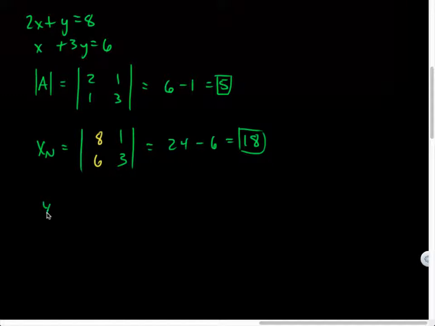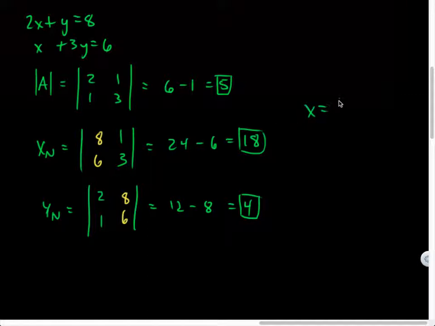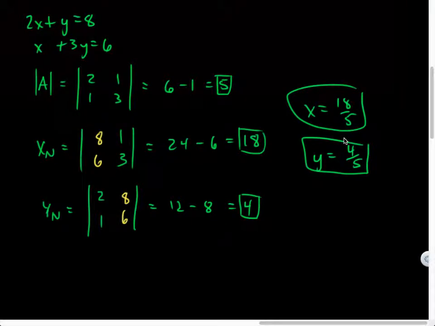I'm just trying to, this is the part that we already know how to do. Find the y numerator. I would replace the y column with the 8, 6 this time, right? Classic. And 2 times 6 is 12, minus 8 is 4. So that means x is equal to 18/5 and y is equal to 4/5. Right? So you could have solved this using any of our previous techniques that you're all masters at.